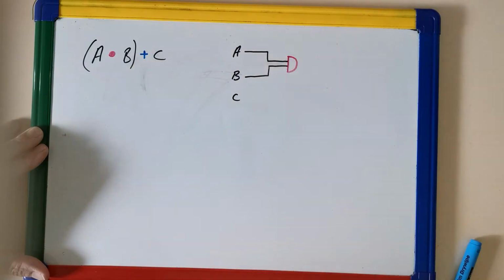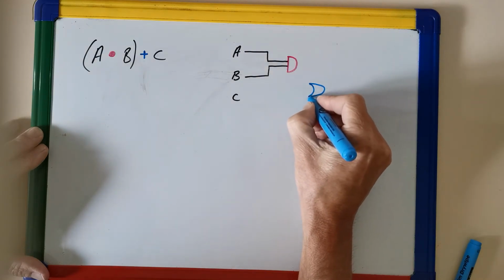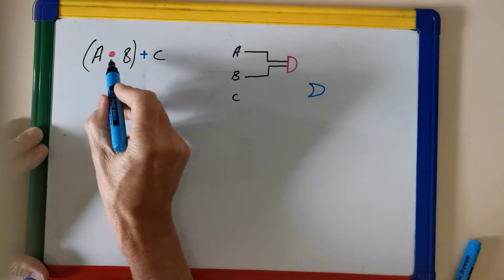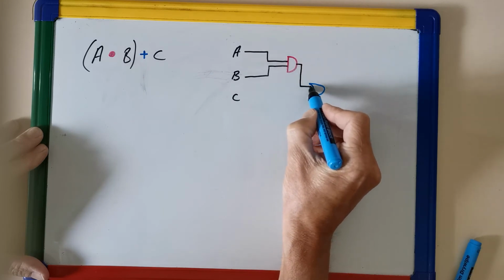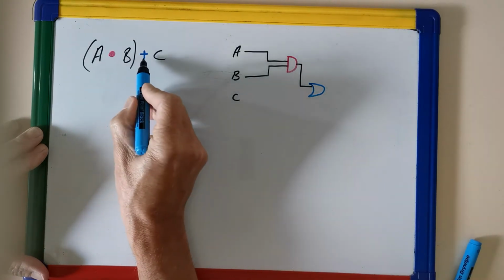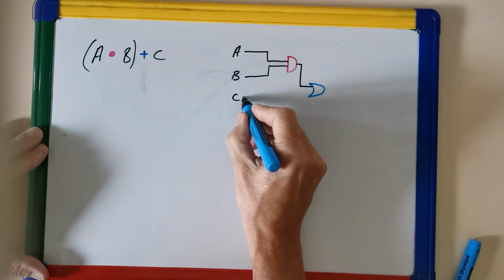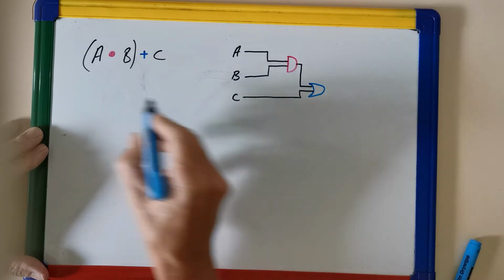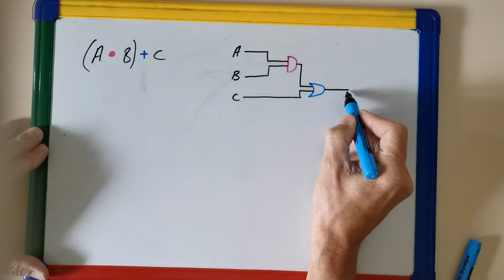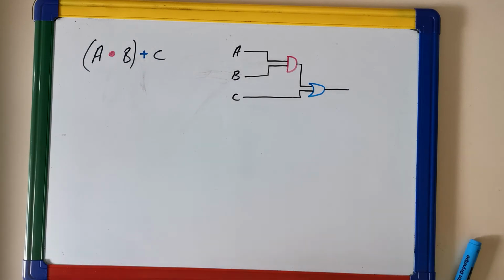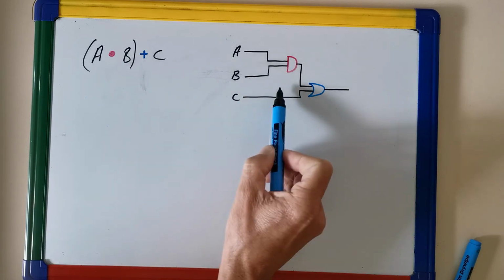And then the OR gate, we'll stick with blue for that, since it's blue on the symbol. So the result of this goes into the OR gate along with C. So this OR gate in blue, going into it is C along with the result of what's inside the bracket, A and B. And the final output comes out of the final OR gate here. So you can see how to move between the Boolean expression and the circuit itself.